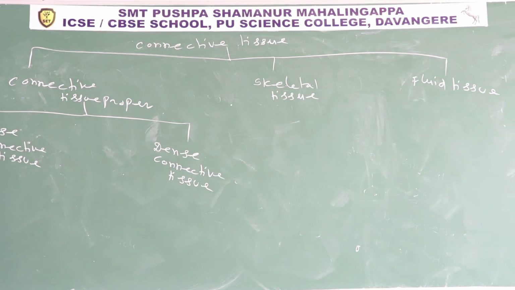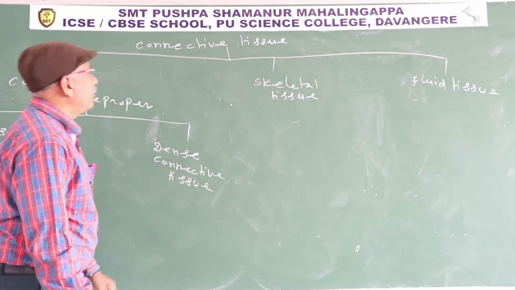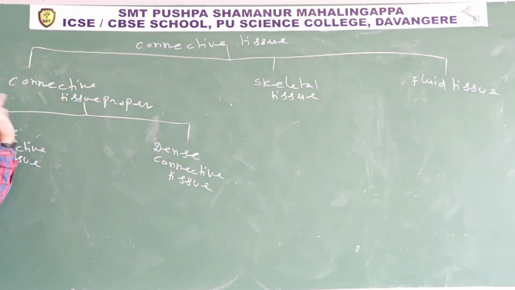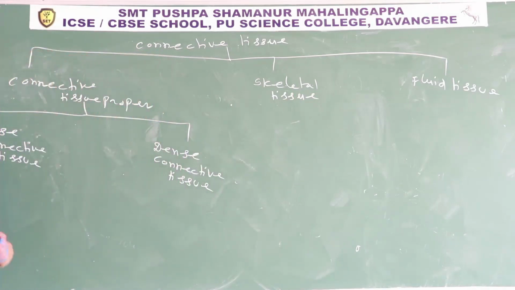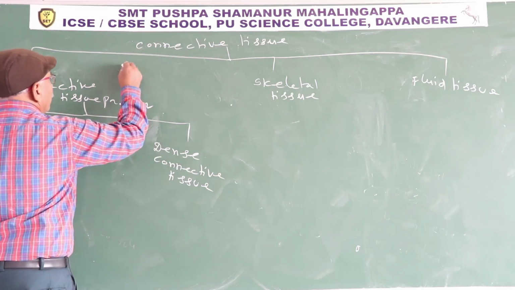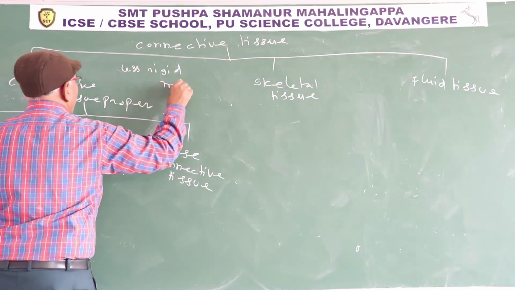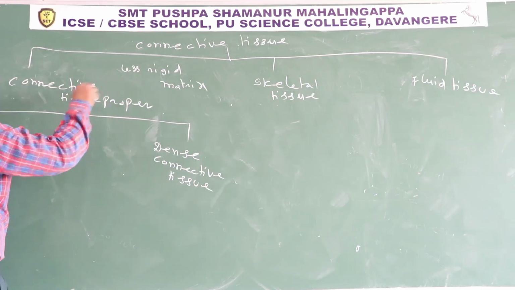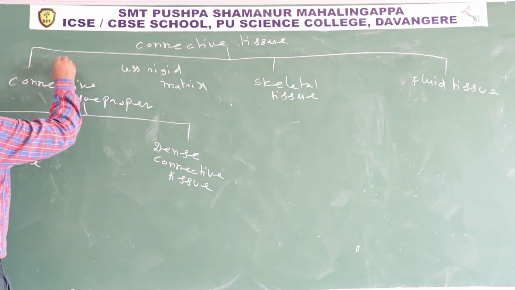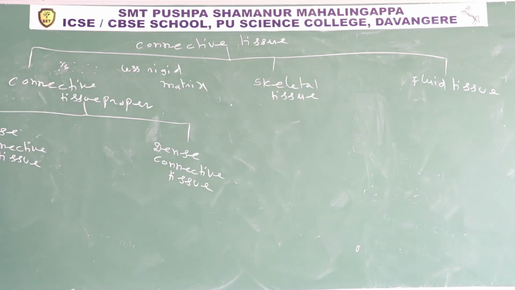The tissue which connects various tissues and various organs is connective tissue. Depending upon the nature of matrix, connective tissue is classified into 3 types: connective tissue proper, skeletal tissue, fluid tissue. Connective tissue proper has a less rigid matrix. Less rigid means less hard, so the matrix is not rigid. That's why some regions contain more matrix, some regions contain less matrix.